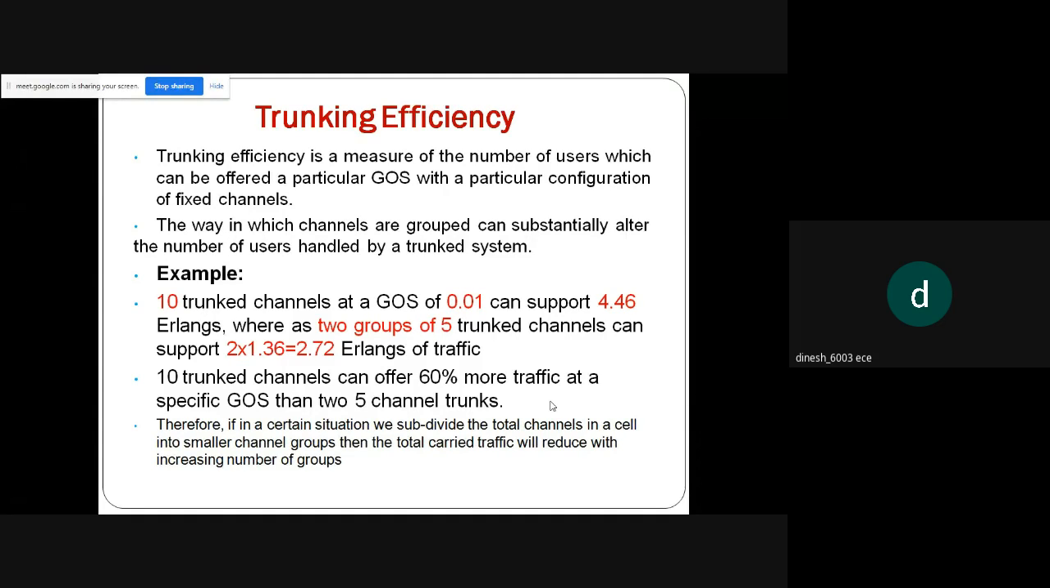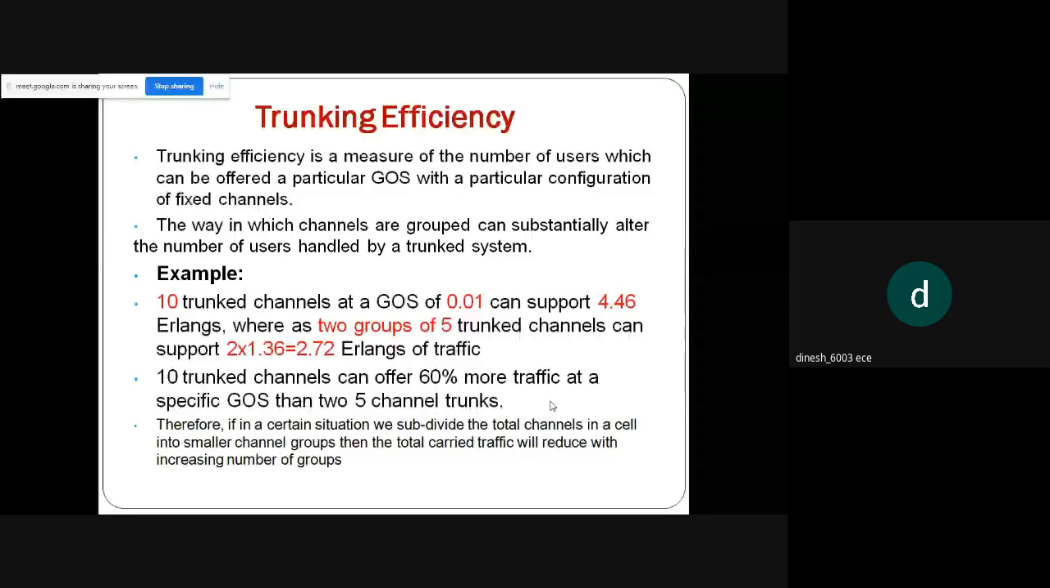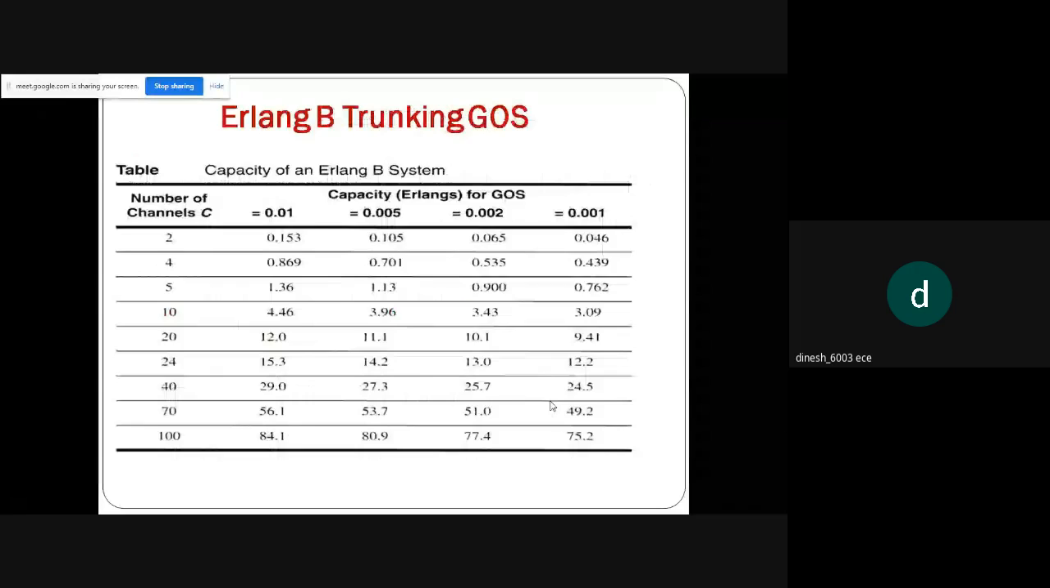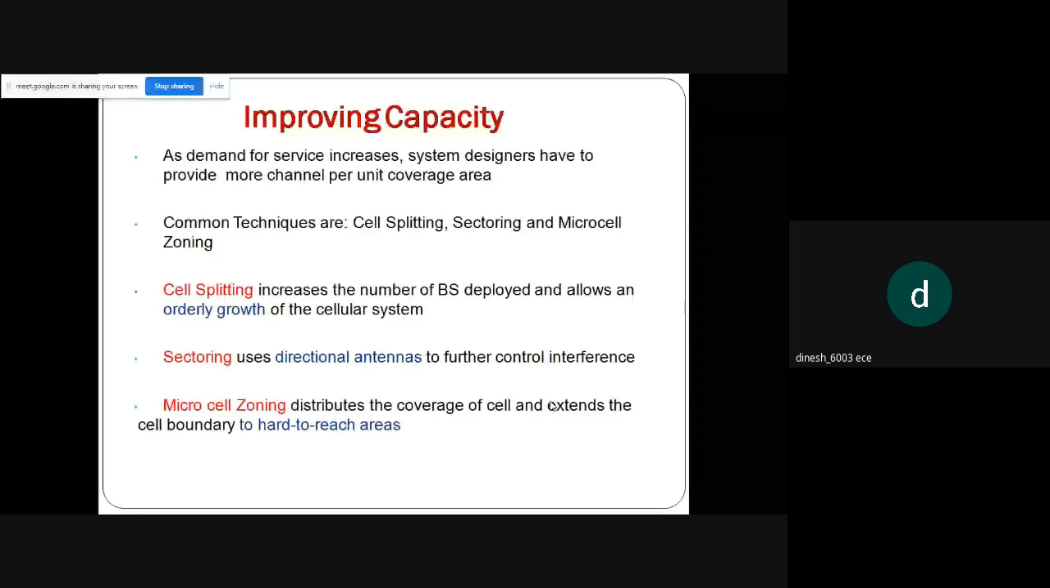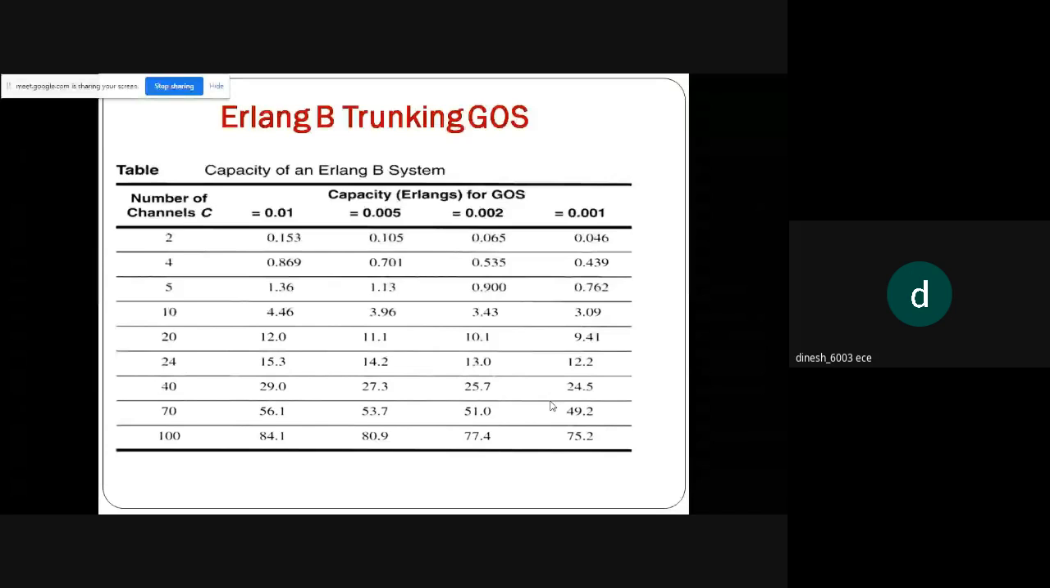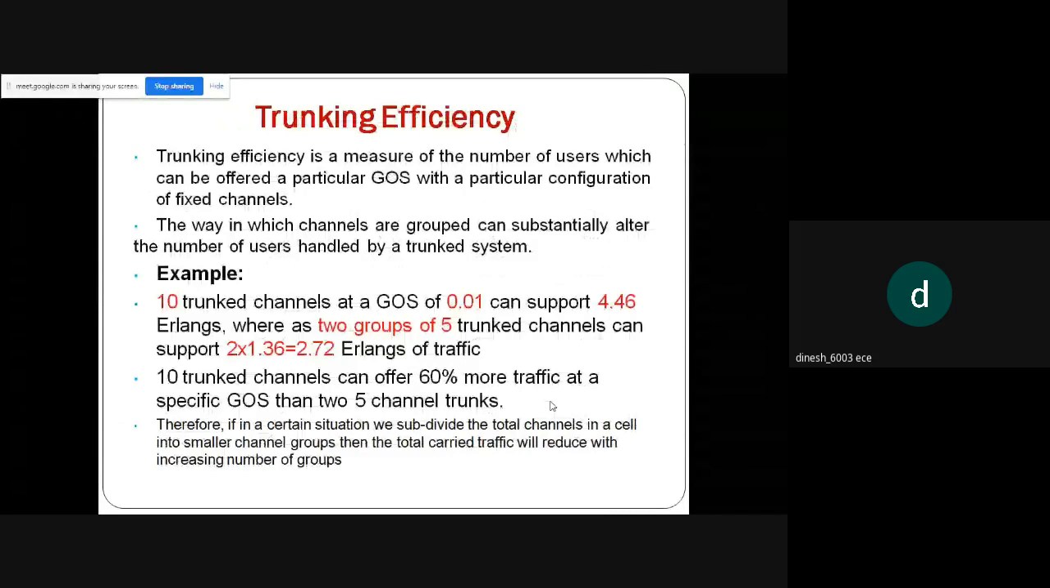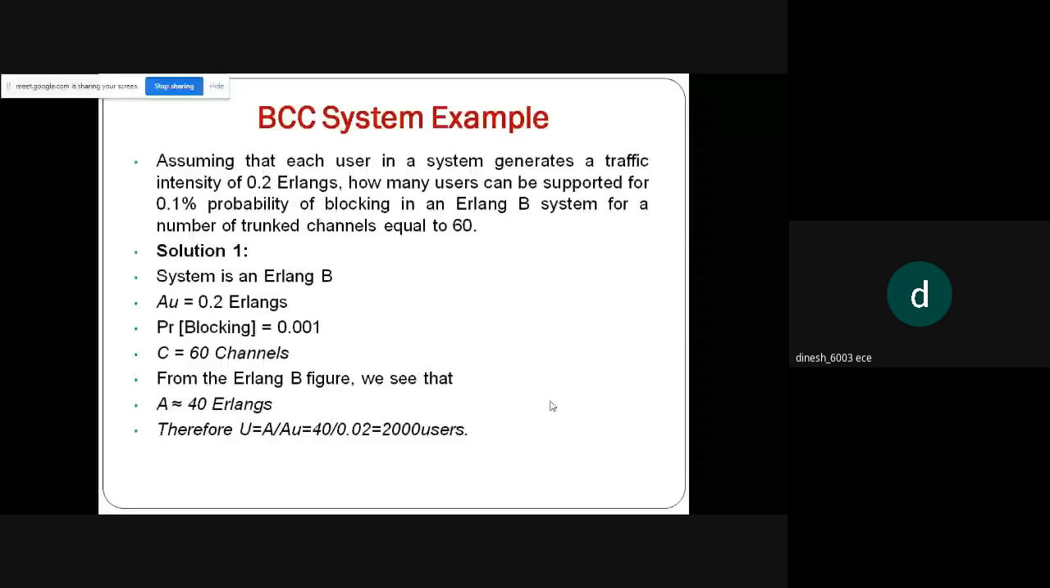If you use two 5-channel trunks, the Erlang is 2.72, whereas when you use 10 trunked channels, it gives 4.46 Erlangs. This means that the available channels can be used more efficiently. It is the same trunking of Erlang B. Suppose, let me check it. Yes, Erlang B trunking.